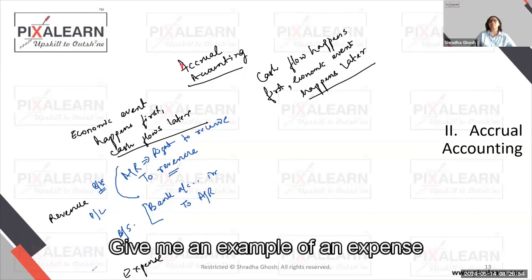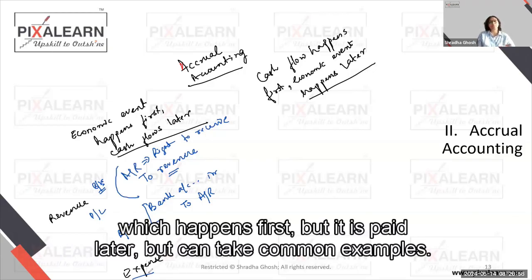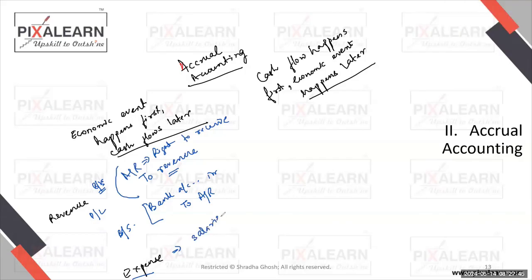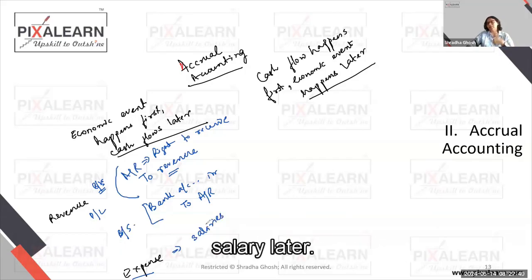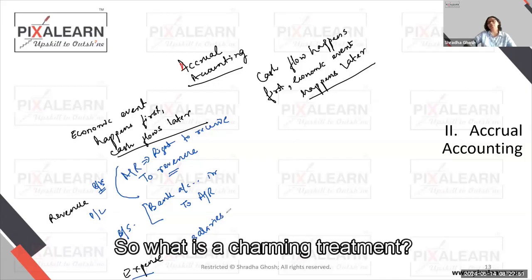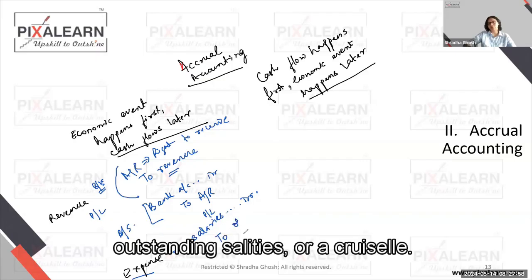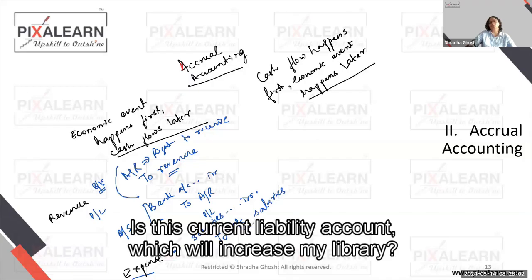Great. Give me an example of an expense which happens first, but is paid later. Take common examples, like salary, right? Salary is an expense which is going to hit first, and then I end up paying salary later. So what is the journal entry when I accrue the expense? Salary will be debit, which is a P&L, and outstanding or accrued salaries will be credit. What kind of an account is this? Current liability account, which will increase my liability.